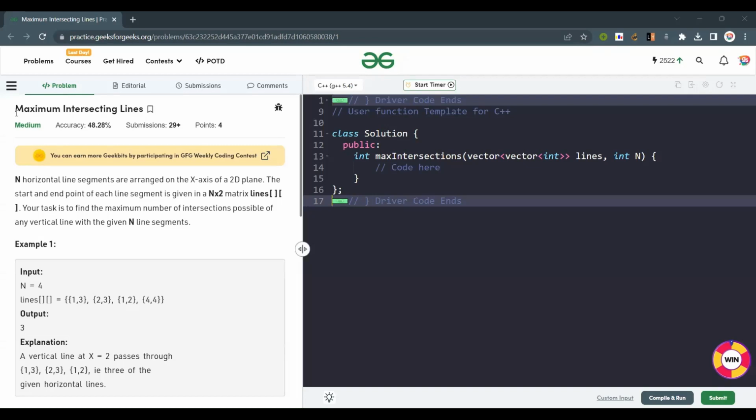Today we are going to solve the problem maximum intersecting lines. N horizontal line segments are arranged on the x-axis of a 2D plane. The start and the end point of each line segment is given in an n cross 2 matrix. Your task is to find the maximum number of intersections possible of any vertical line with the given n line segments. So let's understand the question with an example test case.